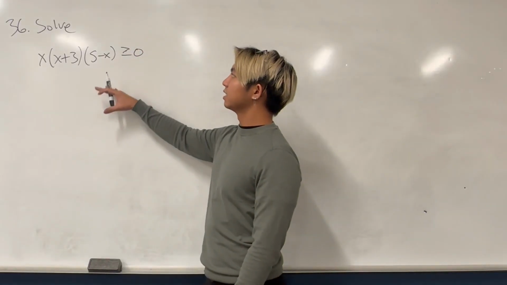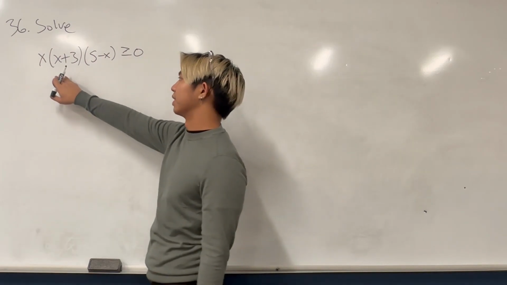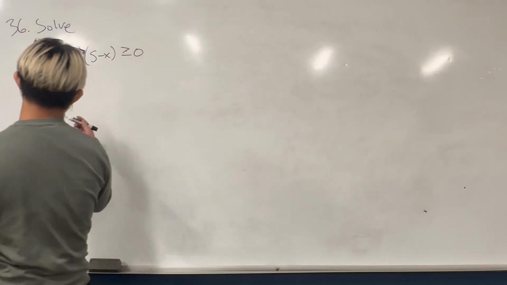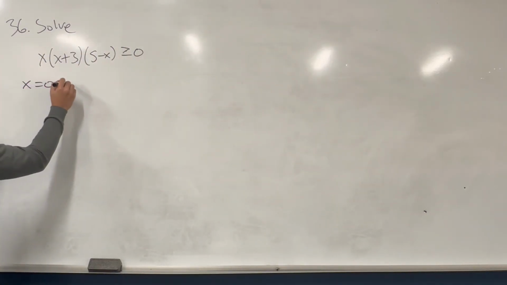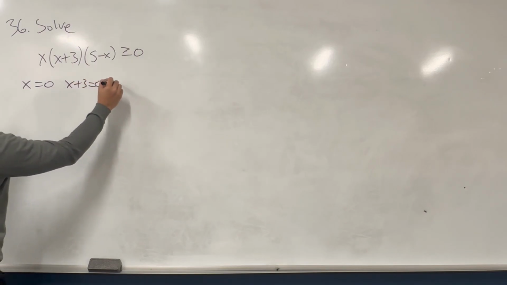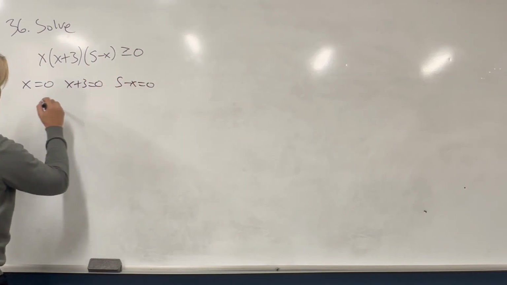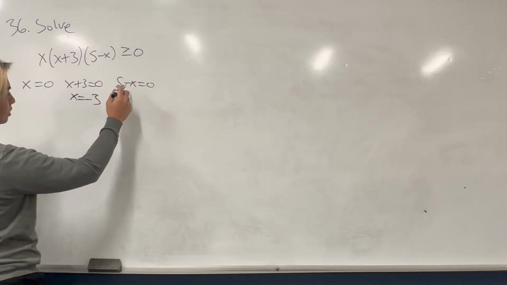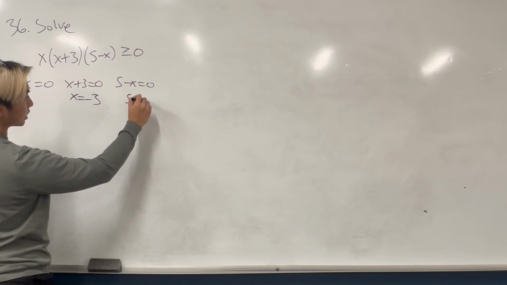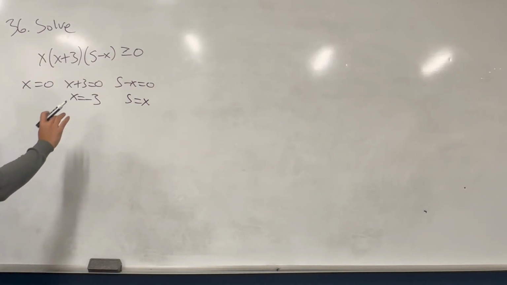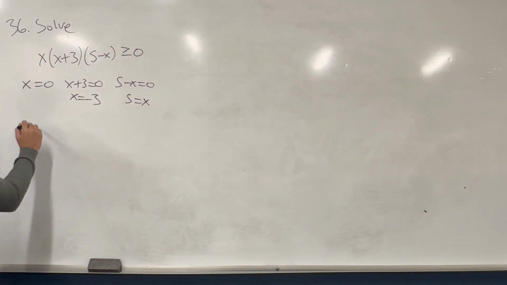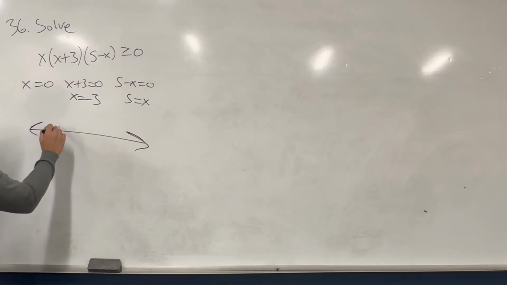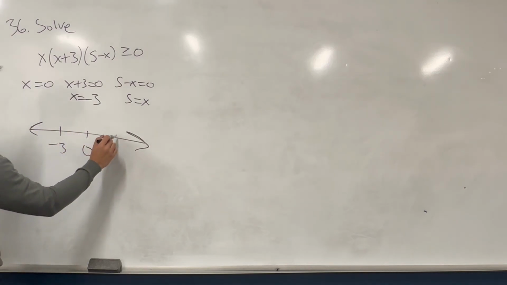Okay, so for 36, it's asking to solve this: x times x plus 3 times 5 minus x, greater than or equal to 0. So I would just set them all to 0. So x equals 0, x plus 3 equals 0, so x equals negative 3, and 5 minus x equals 0, so 5 equals x. And now, it's greater than or equal to 0, so I'm going to draw our number line with negative 3, 0, and 5.